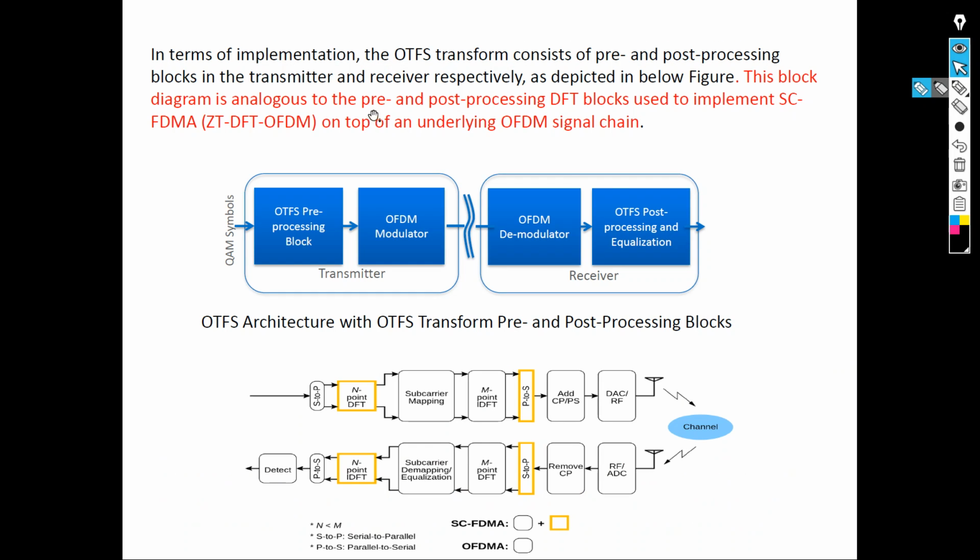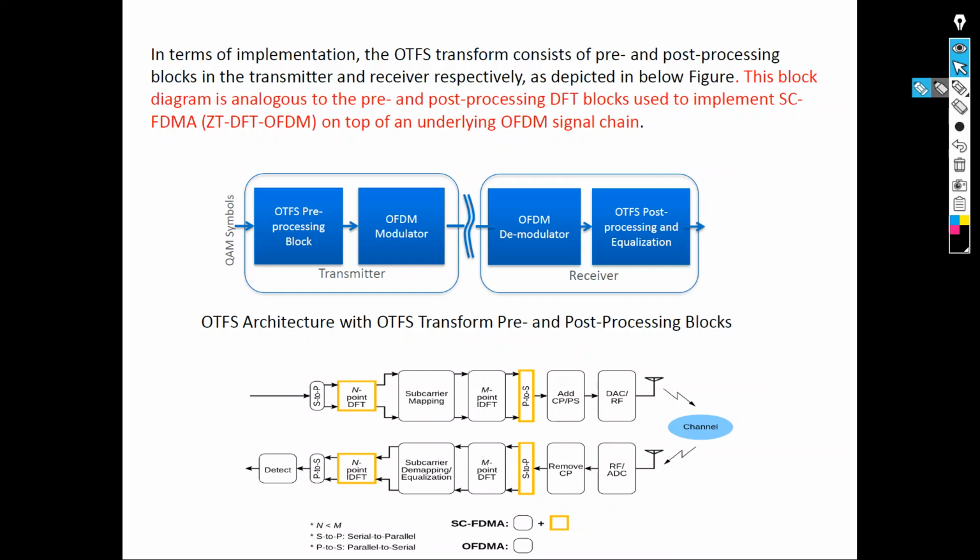The second implementation, we use pre-processing and post-processing processes. This implementation coexists with OFDM modulator. Why is that? Because the 5G standard decided to use OFDM, so they wanted to coexist OTFS with OFDM to make sure that we can get the benefits of OTFS as well.